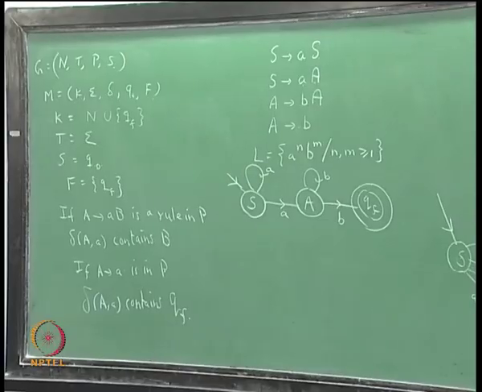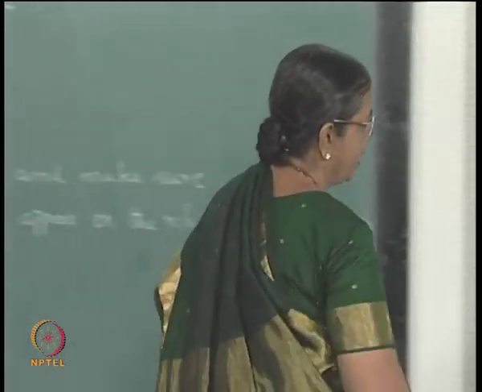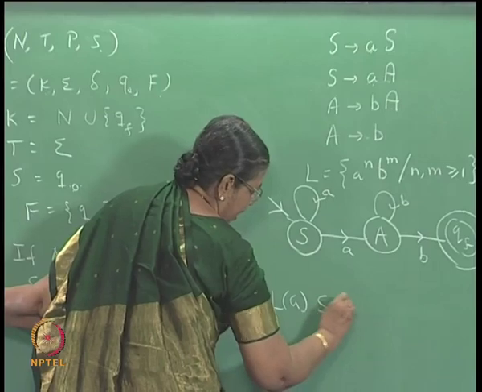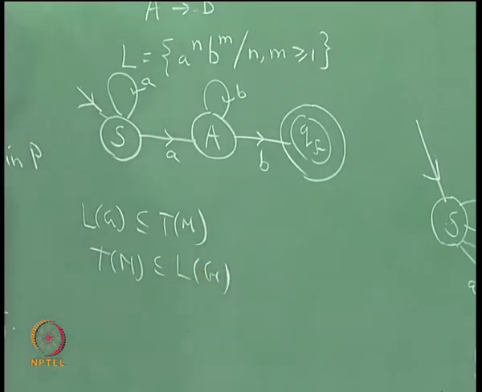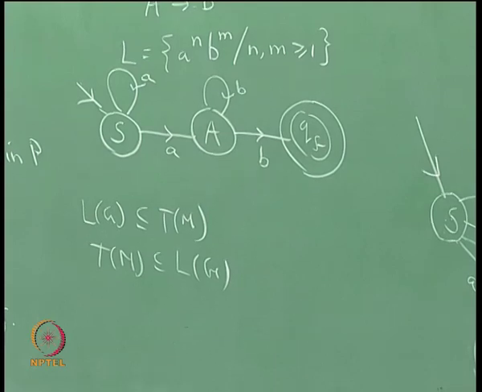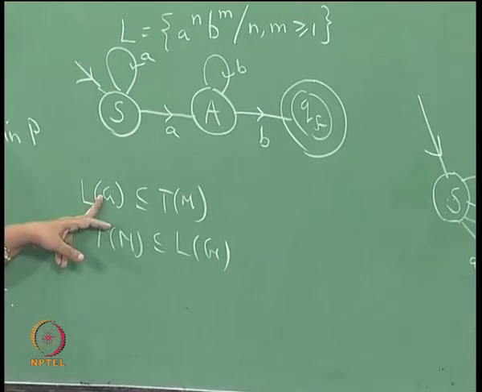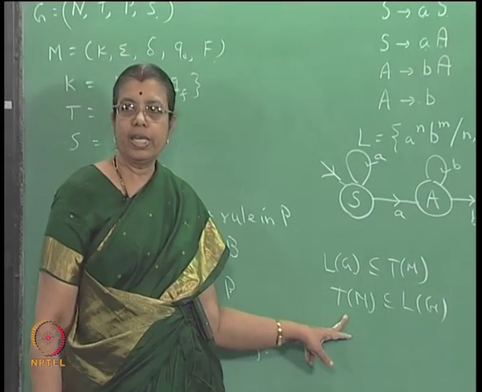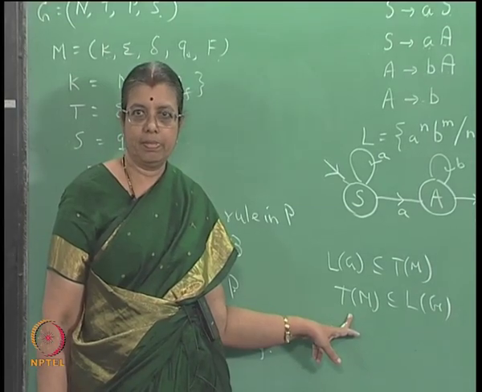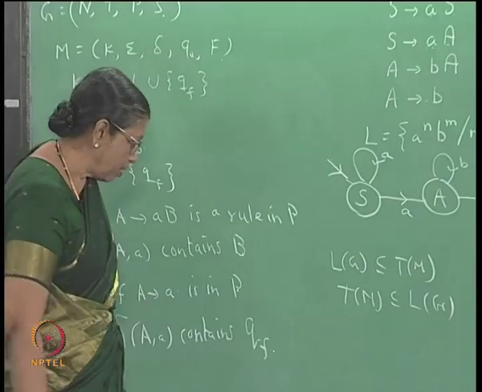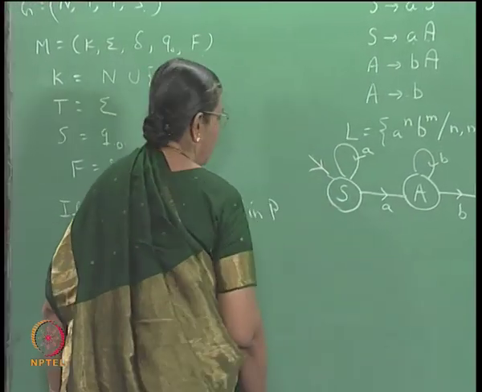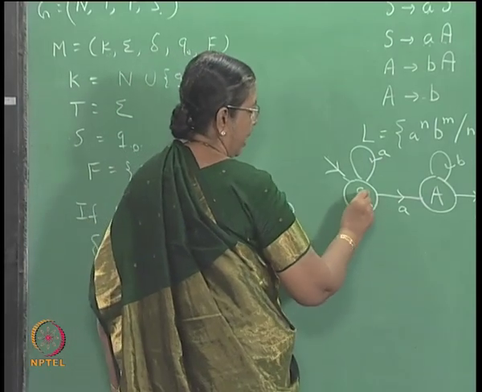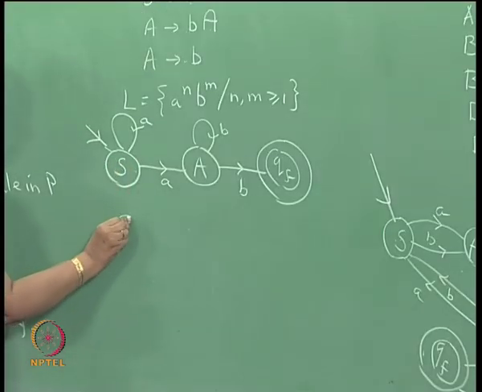But a formal proof, if you are writing it as a theorem, you must give a formal proof. The formal proof will be, you have to show that LG is contained in T of M and T of M is contained in LG. For this portion you will use induction on the length of the string generated in the grammar. For this you will use induction on the length of the string accepted by the machine. It is a general induction proof. So, I will omit that, I will not go into the formal proof. Just take this example, let us consider A, B, B.